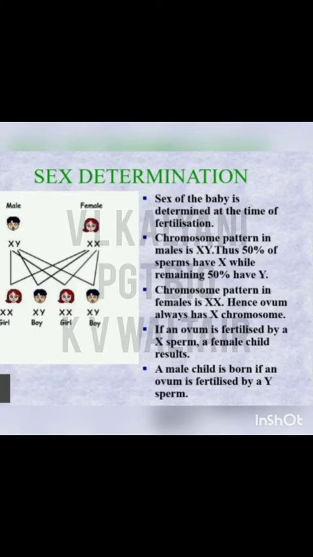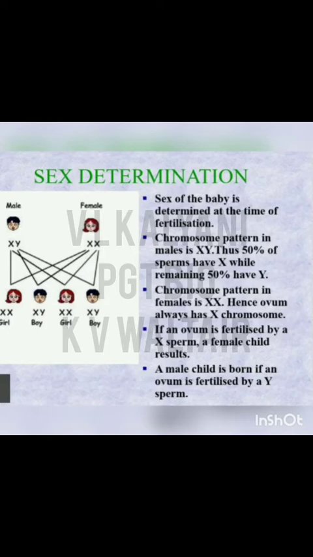Whenever we call them XX, they are homogametic. Whenever they form gametes, they form the same type of gametes, carrying only the X chromosome. Whereas in a male, the sex chromosomes are XY, so whenever they form gametes, they will be heterogametic. They form different types of gametes, one carrying the X chromosome and the other carrying the Y chromosome. So children, here we are calling it a fusion of the gametes.